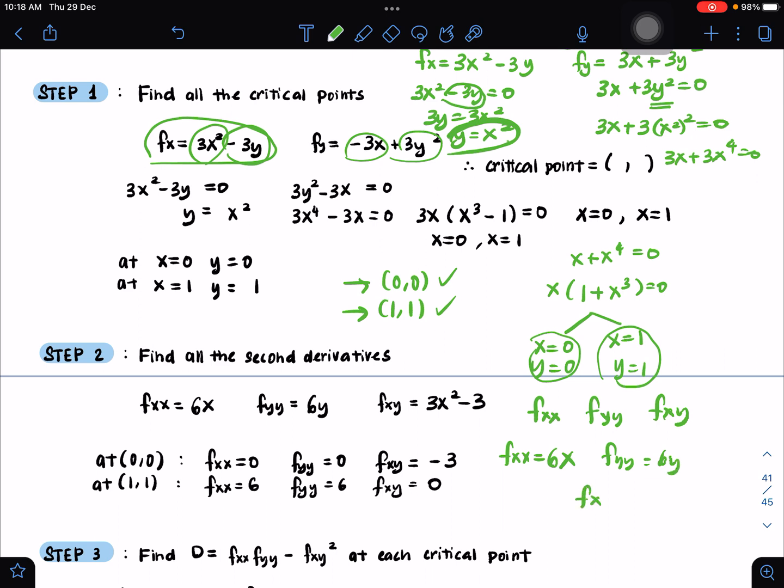Okay, and then fxy. Differentiate fx with respect to y. So nak differentiate sekarang ni fx kita dah ada, nak differentiate dia with respect to y. So ini akan jadi constant, kosong. Yang ini akan dapat negative 3.